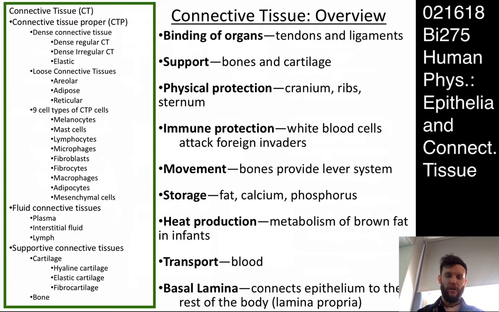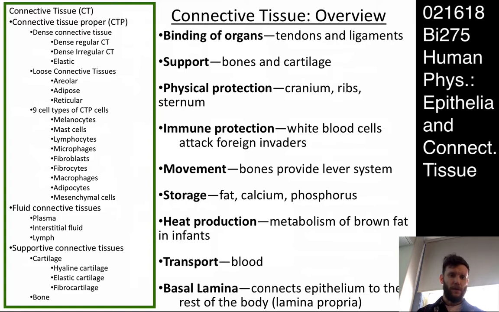And then the transport in terms of the erythrocytes, the blood. And then lastly, it just serves as the basal lamina for all epithelium in the body. So any epithelium that is connected to a basal lamina is being constructed by a connective tissue. And it essentially just forms the fascial planes, the fascia that's in your body, the layers of connective tissue that separate and define the boundaries of various organs.